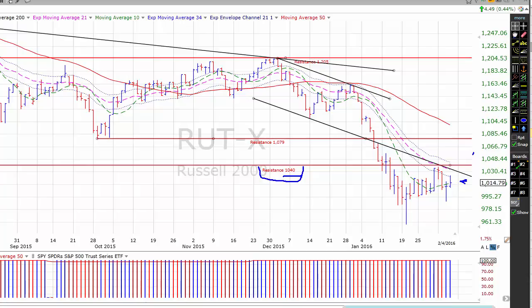Next area of resistance for the Russell is this trend line. This trend line is the bottom of this channel that was established when the Russell initially started to break down. We need to see the Russell take out that area of resistance. Then the next area of resistance it wants to assault is the 1040 area that we've been talking about. We'll see if we can get that done next week. In the meantime, let's see what the NASDAQ Composite's up to.